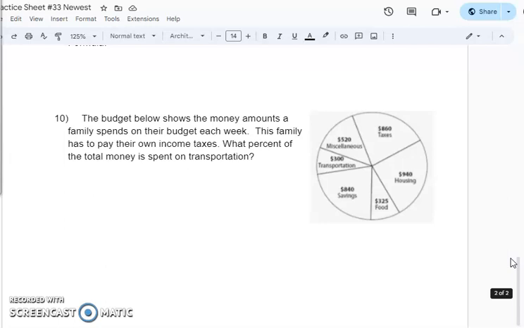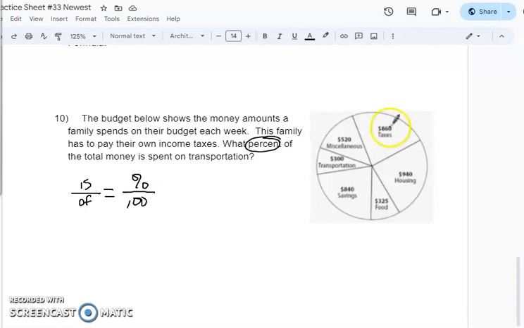Number 10, the budget below shows the money amounts a family spends on their budget each week. This family has to pay their own income taxes. What percent of the total money is spent on transportation? Okay? So, you have got to get the total whole original. So remember, this is over of equals percent over 100. So in order to solve this, I have to know that total.